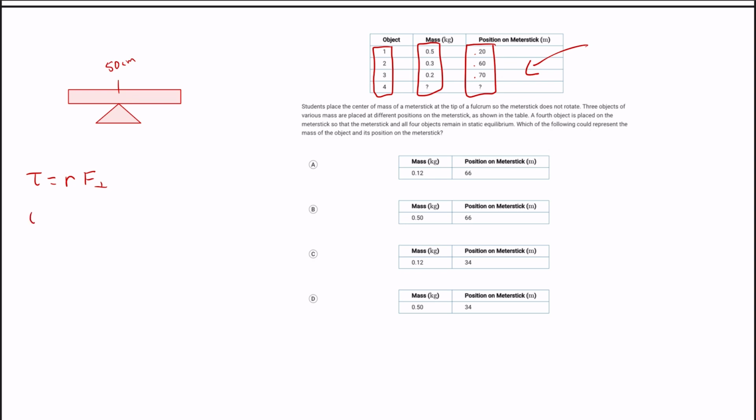And we can just say that torque 1 due to object 1 should be R, which in this case R is going to be 0.3, and I'm going to tell you why. The 0.2 mark on the meter stick over here somewhere is going to be 30 centimeters from the 50 centimeter mark. 20 plus 30 equals 50. So I'm going to assume that we're 30 centimeters or 0.3 meters away from that axis of rotation.